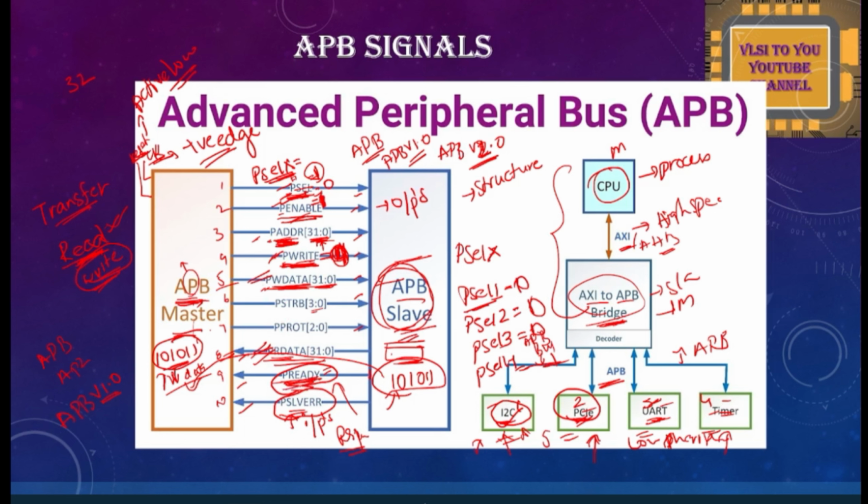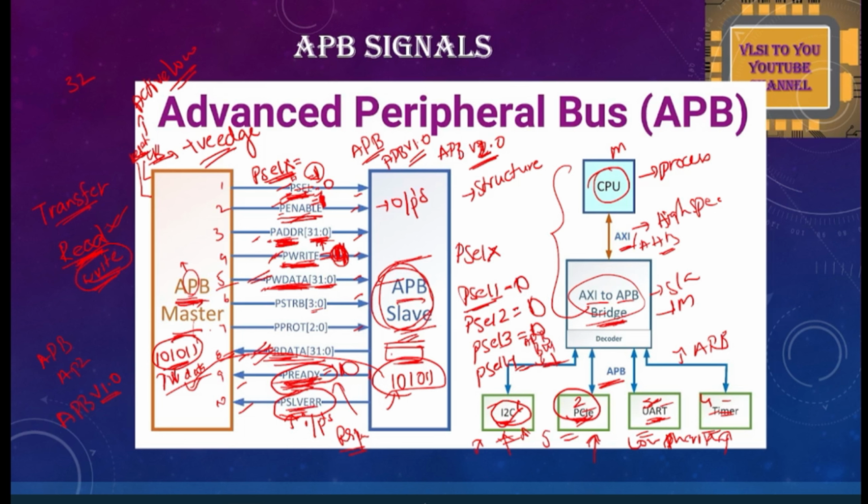Whenever this PREADY is 1 only, then the write or read data takes place. If PREADY is not equal to 1, then the master has to wait for the slave to get ready. Until then, the write data transfer or read data transfer won't happen. Everything may be ready, you have the data and you can read and write it, but for the transfer to happen, this ready should be equal to 1. That means the slave should be ready to accept the data or read the data. That is why PREADY equals 1.